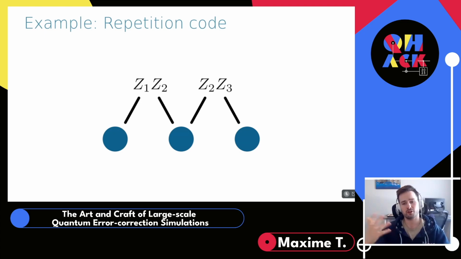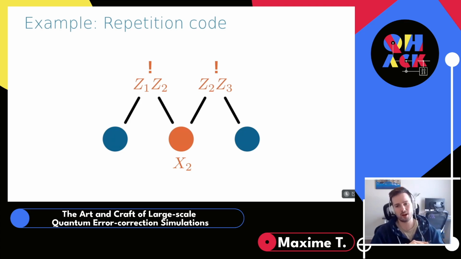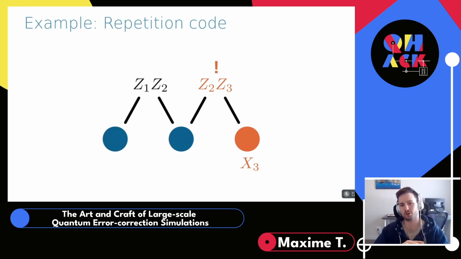So if there's an error, for example, an X error on the first qubit, since X error anti-commutes with Z1, Z2, the Z1, Z2 stabilizer will raise an alarm. It will say, I'm anti-commuting with the error, so the parity will now be -1 instead of +1. So it's kind of an alarm. So this will help us to detect the X1 error. Similarly, if there is an X error on the second qubit, so an X2 error, they will both raise an alarm at the same time because they both anti-commute with the X2 error. Finally, if we have an X3 error, the last stabilizer anti-commutes with X3, only this one. So only this one will raise an alarm.